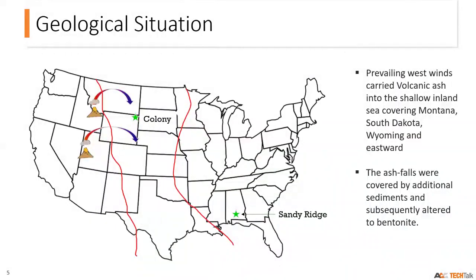This is a map representing where our two major operations are. As you can see, prevailing west winds carried volcanic ash into the shallow inland sea covering Montana, western South Dakota, Wyoming, and eastward from there. The ash falls were covered by additional sediments and subsequently altered to bentonite. What's important to note on this slide is that there is approximately 1,600 miles between the Colony operations and our Sandy Ridge operation.